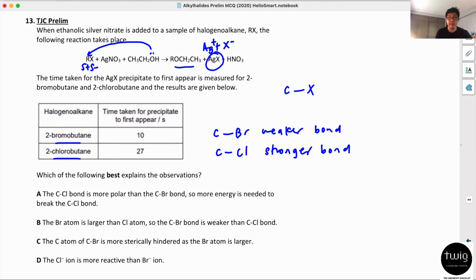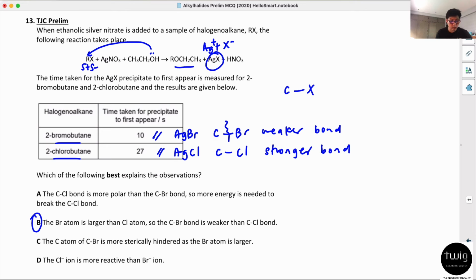So you can see that it takes a faster rate, all right, only 10 seconds for the silver bromide PPT to form. This is silver bromide. Okay, and of course this is silver chloride. Okay, so it takes a shorter period of time for the silver bromide to form because the C-Br bond is actually broken more easily over here. All right, so when you have RX, yeah, the C-Br bond is broken more easily, faster rate of reaction. So which means the answer will be B. Right, the Br atom is actually larger than the Cl atom, so the C-Br bond is weaker than the C-Cl bond.